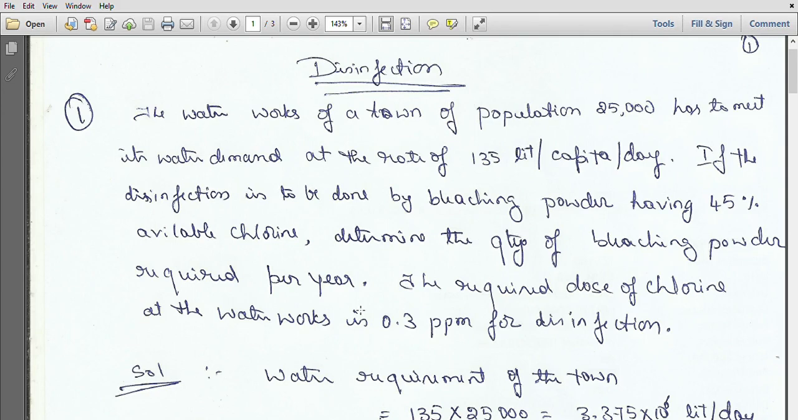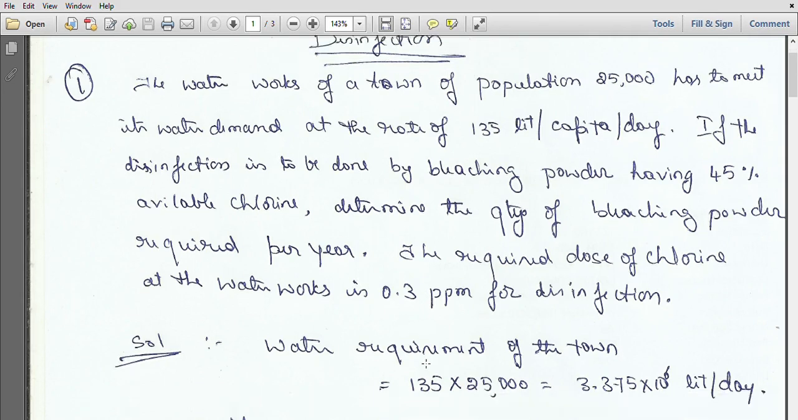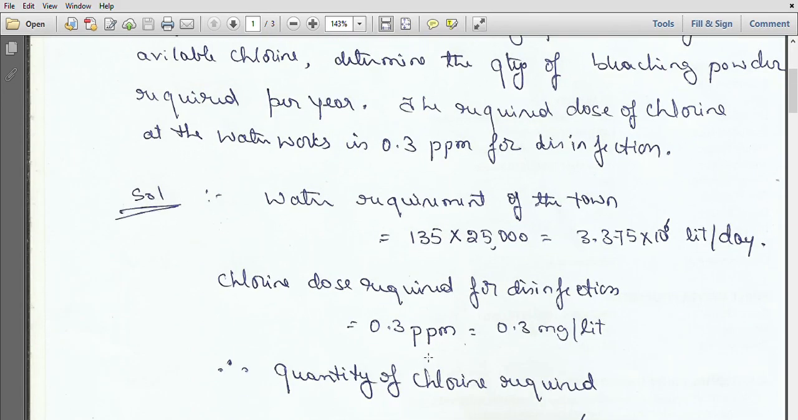First, in the problem they are given the population of a town. It is 25,000. The water demand is 135 liters per person per day. So what you can calculate? We can calculate the total water required per day. Then the bleaching powder is having 45 percentage of available chlorine, and also they are given the dosage of chlorine required for disinfection. First, the water requirement of the town.